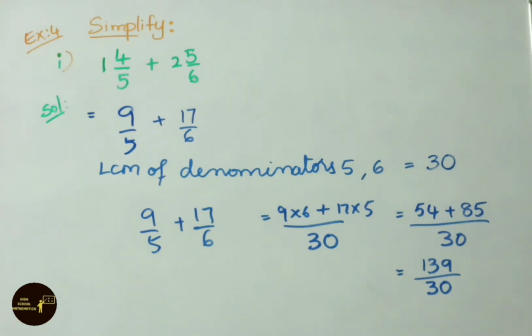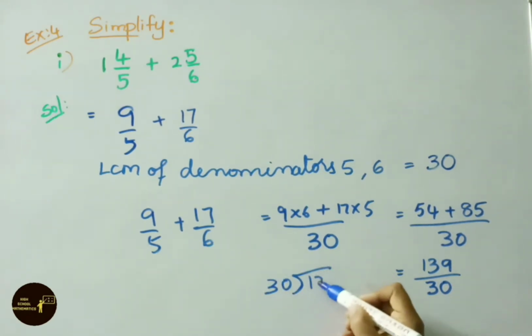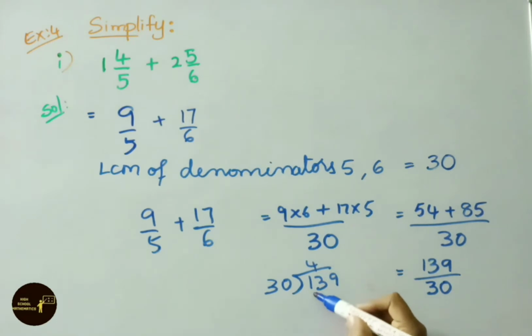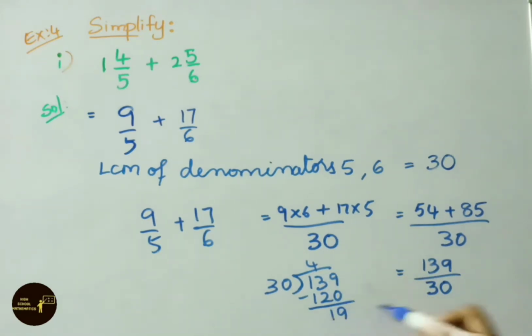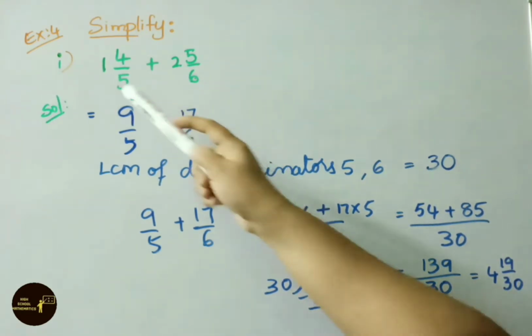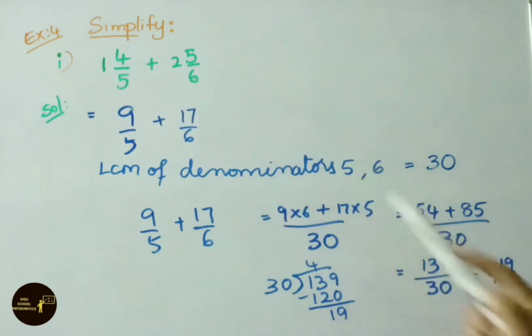Now this fraction can be further divided. We shall do division with 30. 3 4s are 120. If we subtract 9 minus 0, 9. 13 minus 12, 1. So the answer is 4, 19 by 30. Therefore, 1 4 by 5 plus 2 5 by 6, answer is 4 19 by 30.